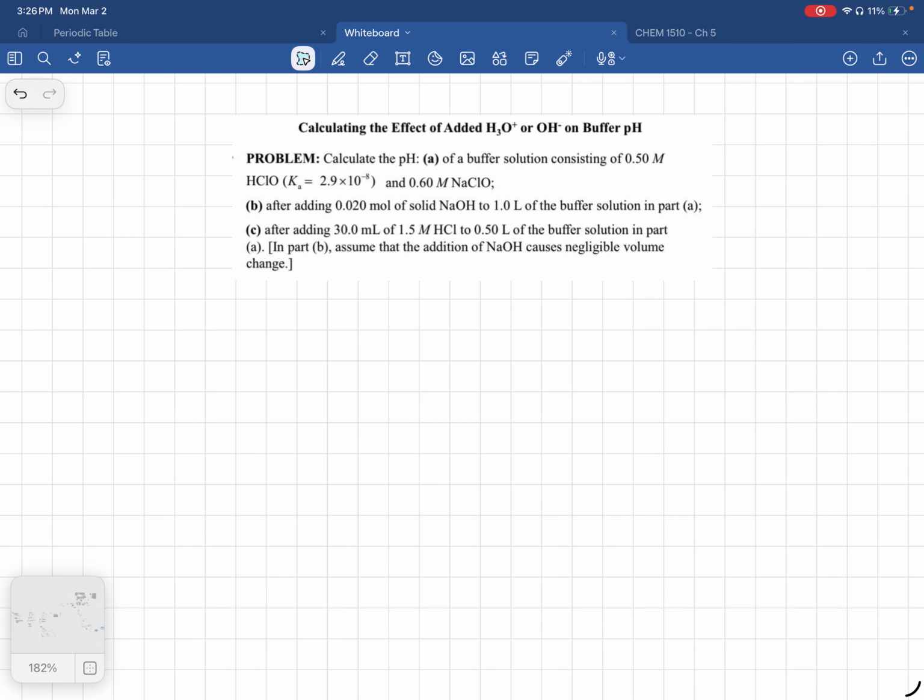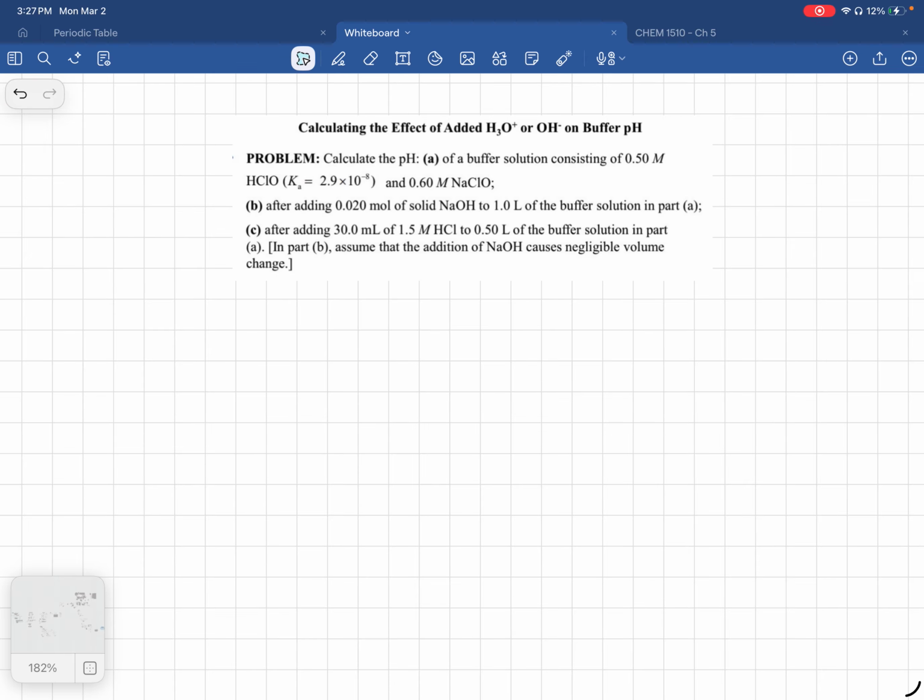So first off, you'll remember a buffer is a base and its conjugate acid or an acid and its conjugate base, both in a solution in non-zero quantities. More specifically, in amounts that are at least one order of magnitude away from one another, right? Or if you would prefer, plus or minus a pH unit. As we're going to see here, the ratio of the base to conjugate acid or acid to conjugate base is what's going to determine the pH of that buffer solution.